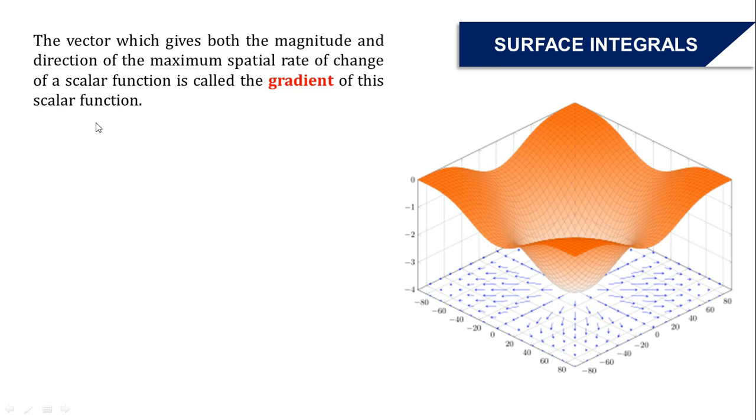So, we define the gradient of a scalar function to be the vector which gives both magnitude and direction of the maximum spatial rate of change of a scalar function. That is called the gradient of a scalar function. So this means that when we get the gradient of a scalar function, the result is a vector quantity. Okay?